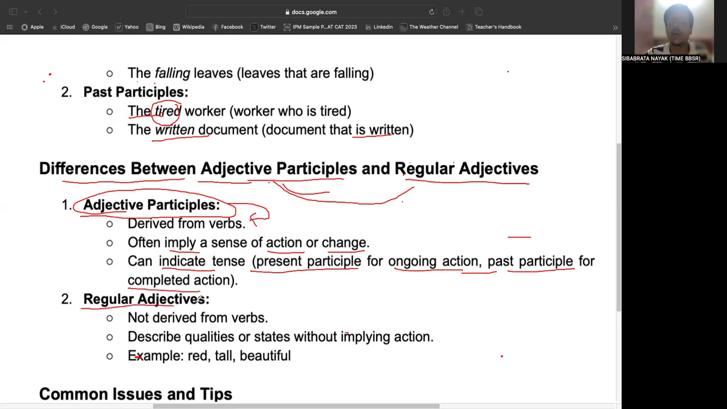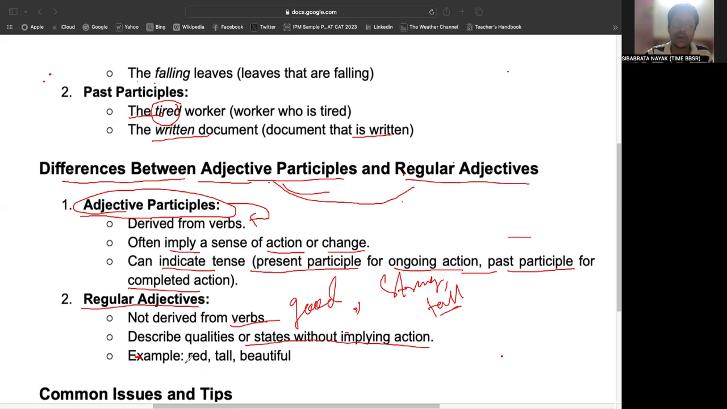Second, let's talk about regular adjectives. So what are regular adjectives? Regular adjectives are not derived from verbs. Let's say the words good, strong, tall, right? Are they derived from verbs? No, they don't derive from verbs. But they describe qualities or states without implying action. Verb means action, so without action, they describe qualities or states.